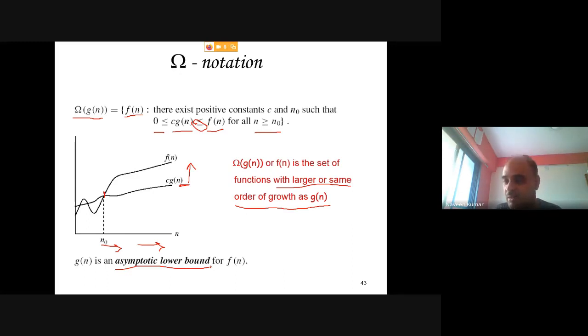Somebody can ask, what is the philosophical angle, right? Meaning the theoretical angle. What does it mean?